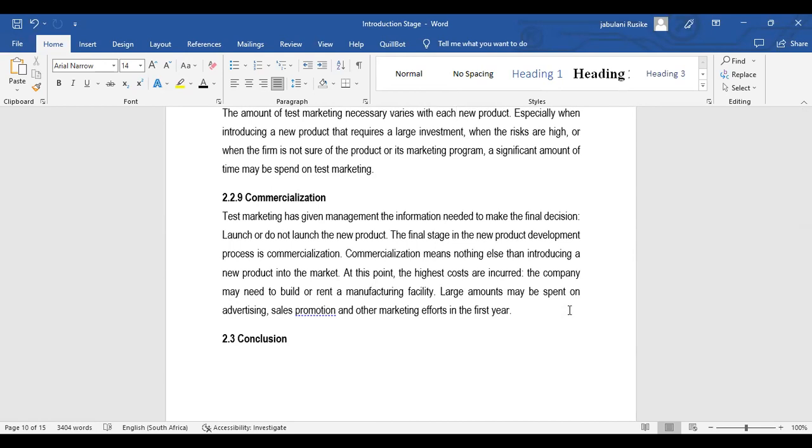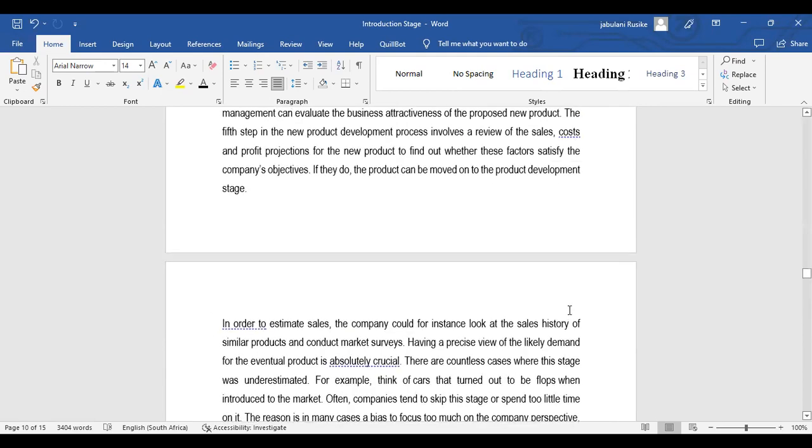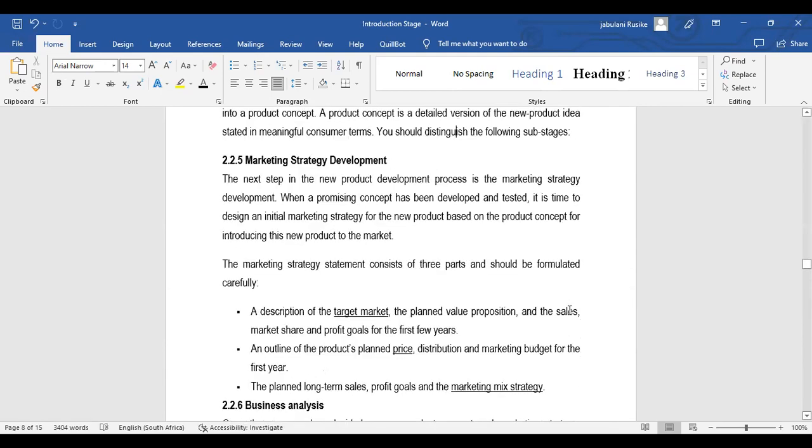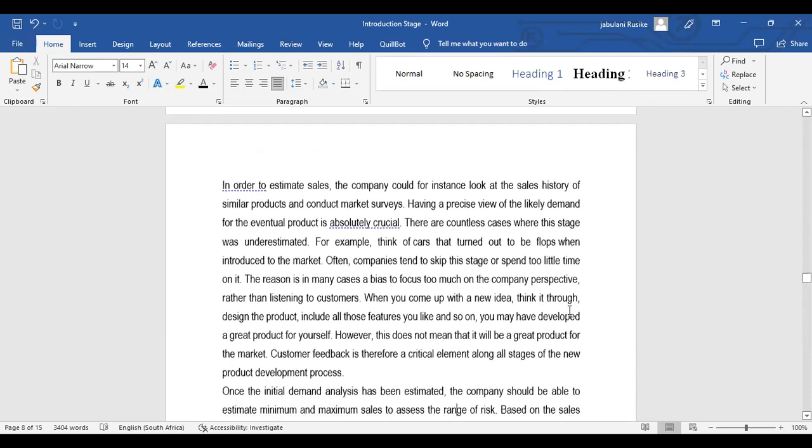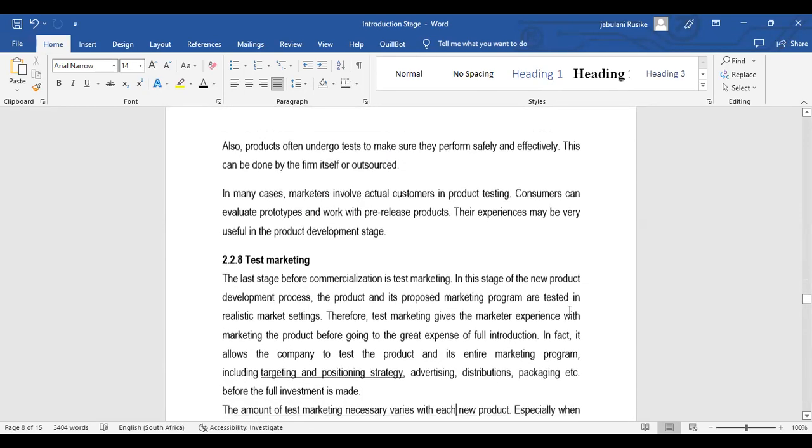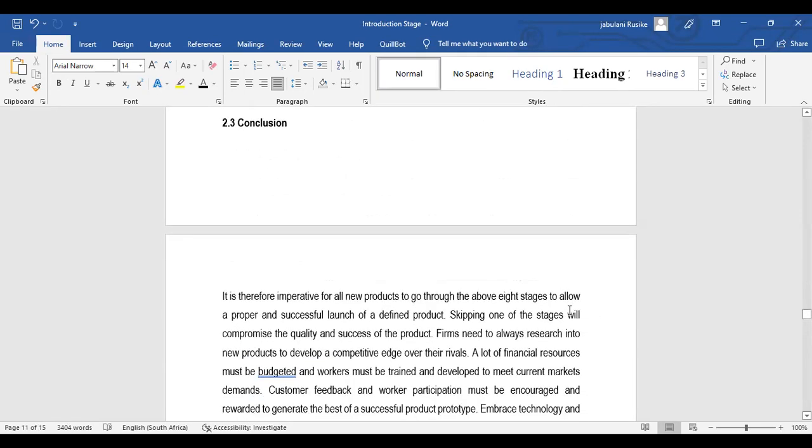So if you do that, then you would have answered your question. You've written all the 8 stages, you have explained them, and then you write your conclusion. You conclude here in your own way. What you do is you tell them what you have told them. You just summarize what you have told them.